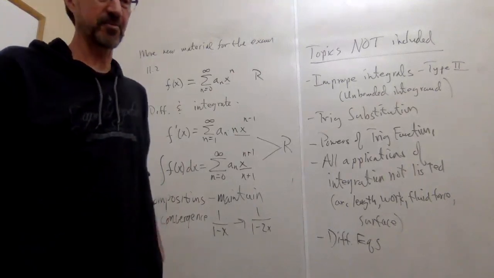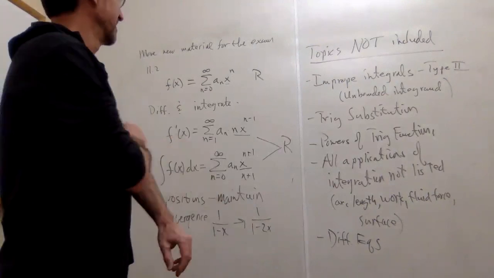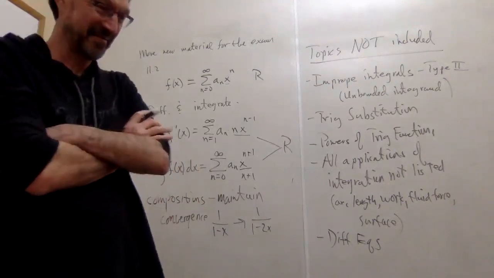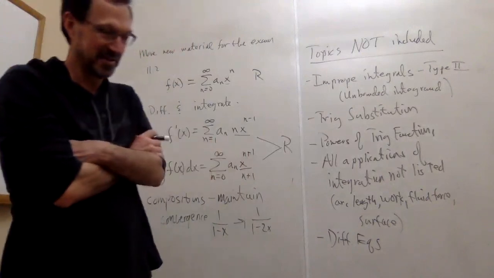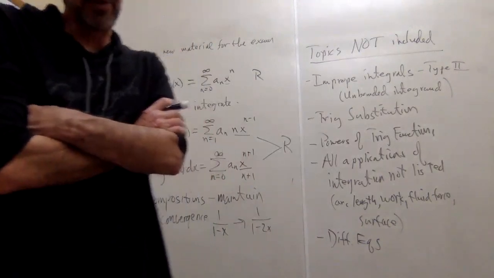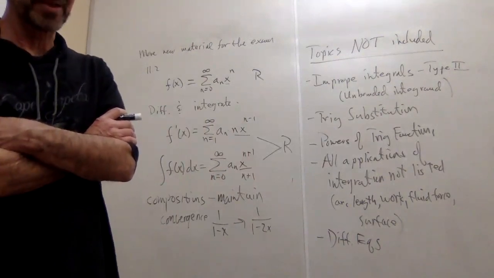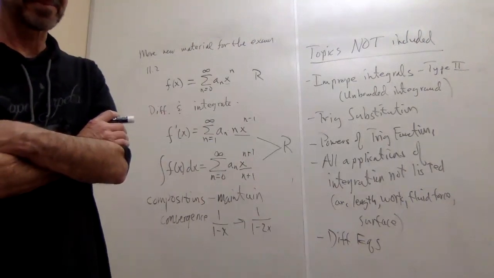And remember, I said you could bring 2 3x5 cards with whatever you want to write on it. If you're nervous about those important Maclaurin series, the important ones, I would say right off the bat, e to the x, sine x, and cosine x. You know, just jot them down on your note card.